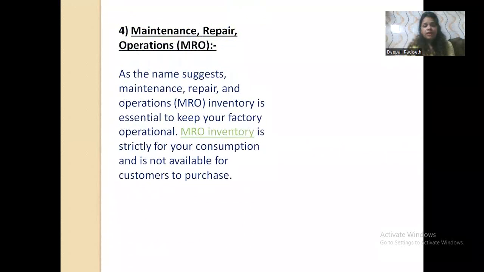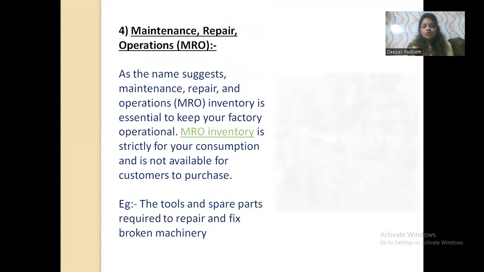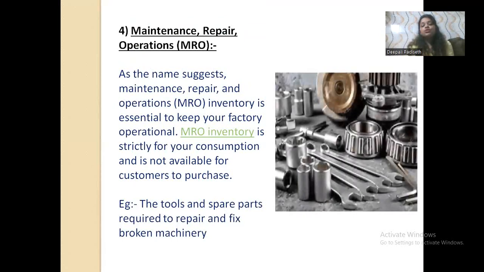Now let's see maintenance, repair, operations, MRO. As the name suggests, maintenance, repair, and operations inventory is essential to keep your factory operational. These types, like tools and spare parts, are required to fix and repair machines. These are materials and items a company buys or uses, but they are not part of the finished goods or products. They are MROs, like gloves for packing, stationery items, repair and maintenance of machines, tools, spare parts, etc. These are used for a business to run, but they are not a part of the final product.